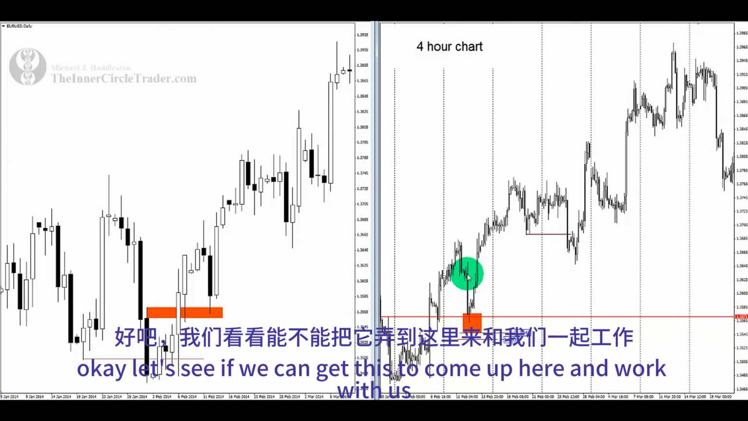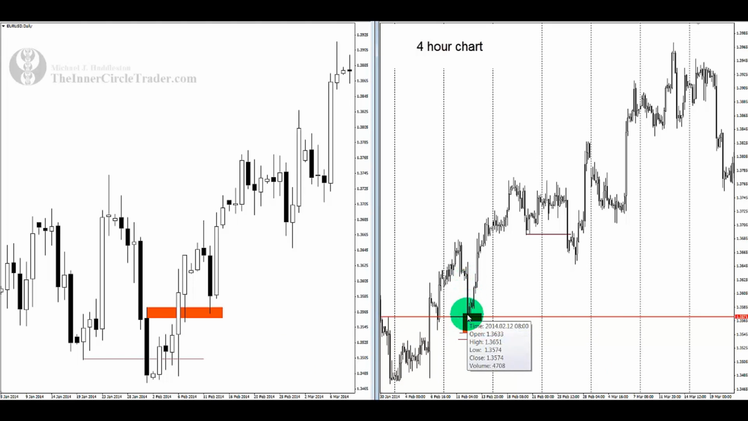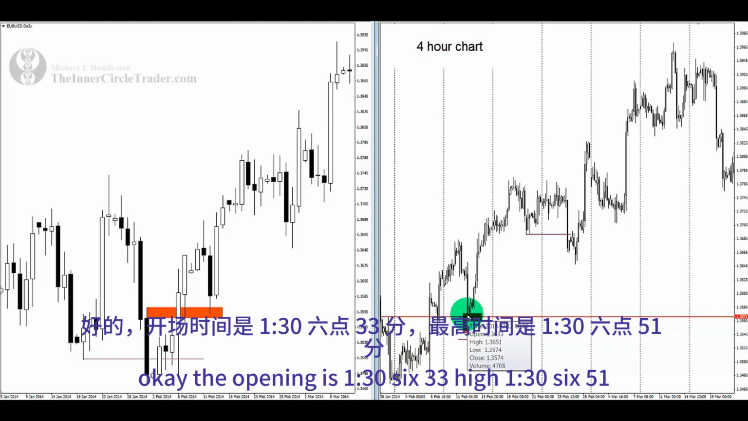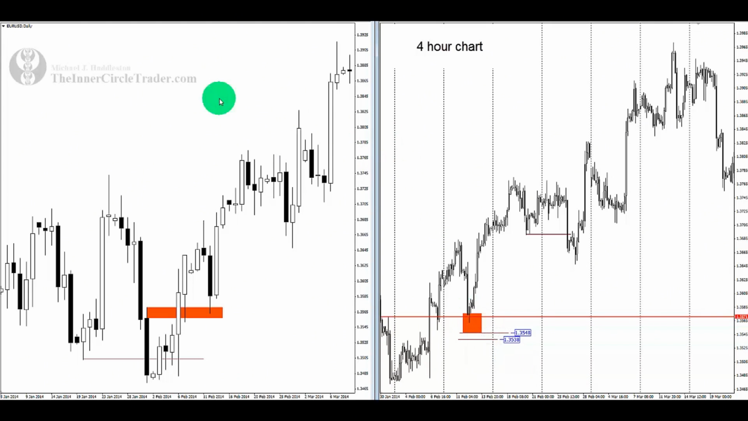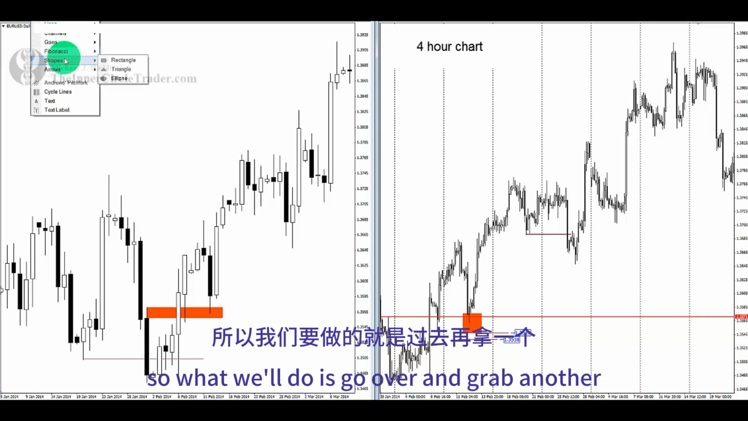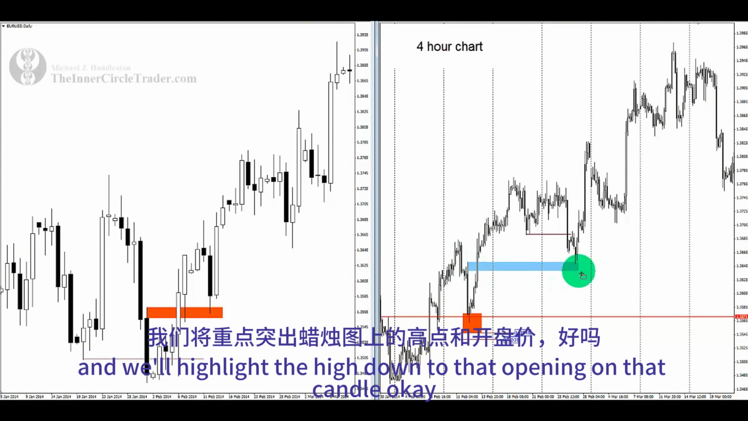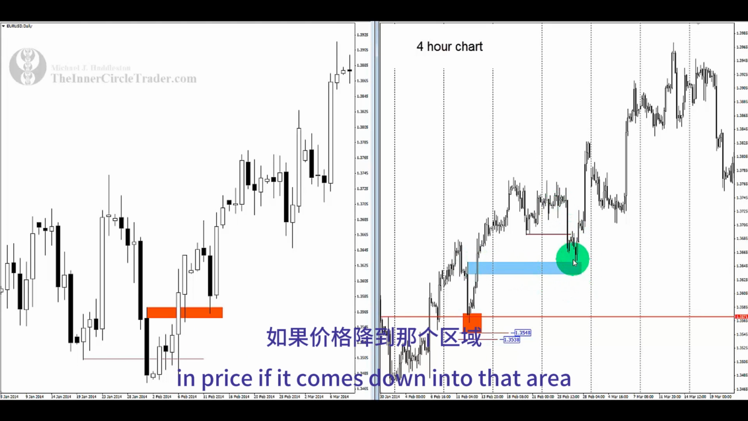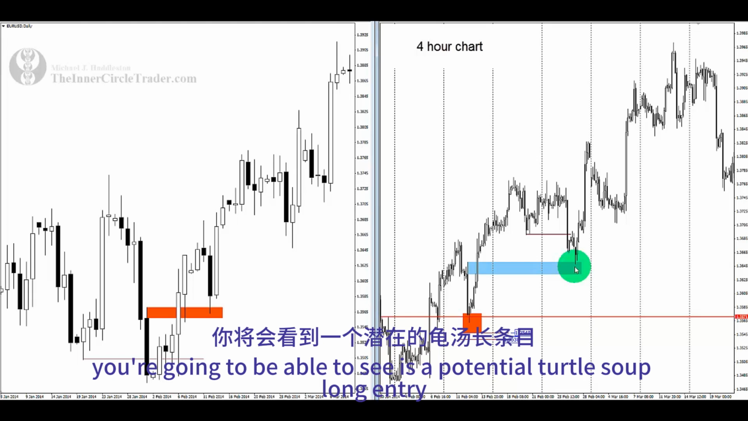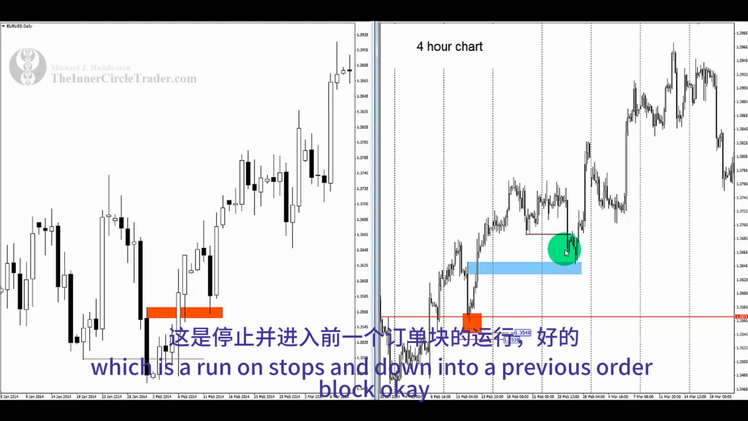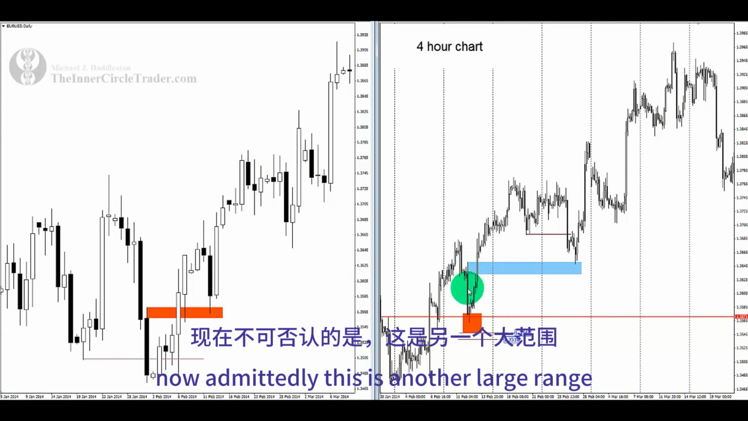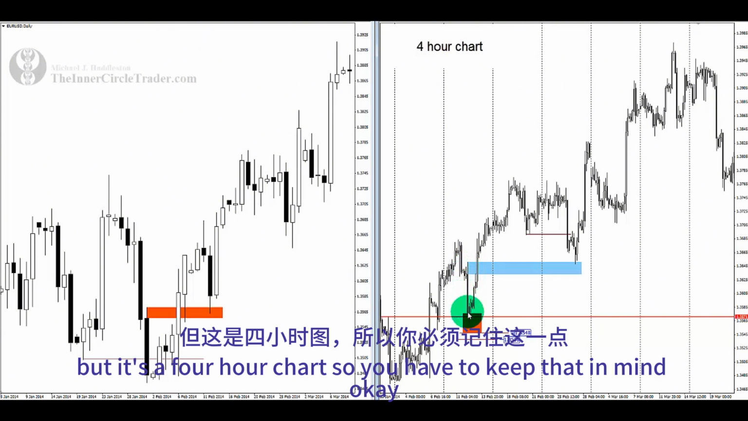Let's see if we can get this to come up here and work with us. The opening is 136.33, high 136.51. So what we'll do is go over and grab another rectangle and we'll highlight the high down to that opening on that candle. And price, if it comes down into that area, we have one of the strongest setups you're going to be able to see, a potential turtle soup long entry, which is a run on stops, and down into a previous order block. Now admittedly this is a rather large range, but it's a 4-hour chart, so you have to keep that in mind.